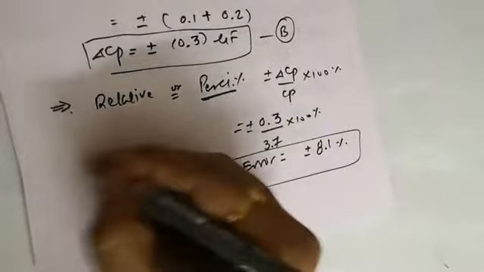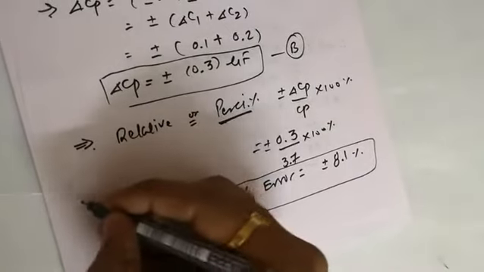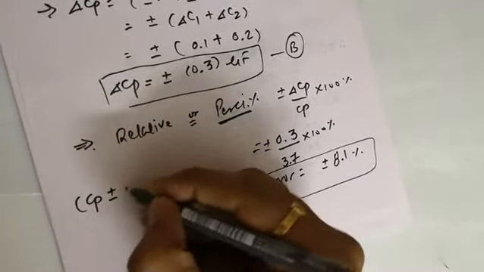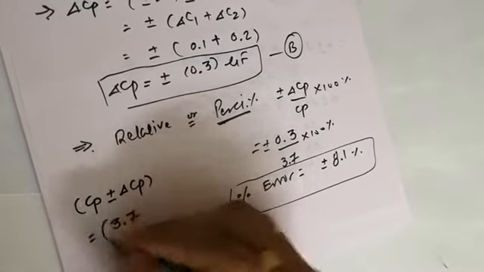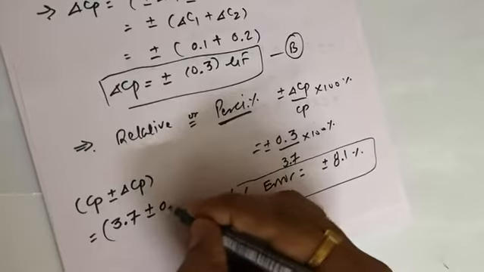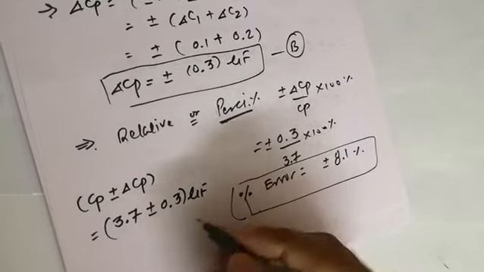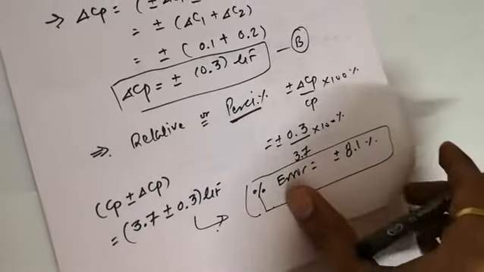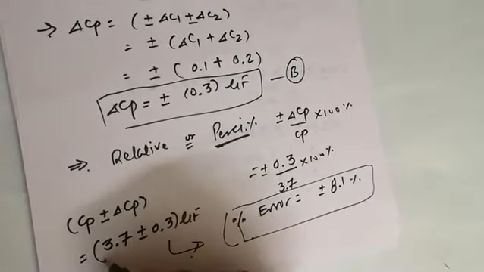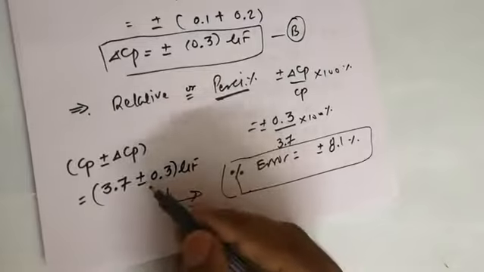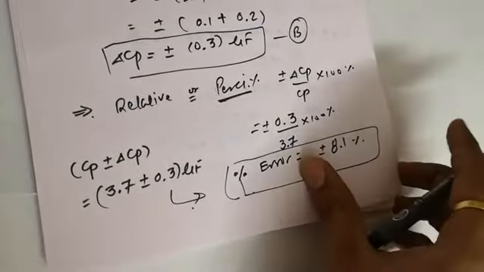You can show this data in terms of a real and error part. You may mention CP plus or minus delta CP. CP part is called 3.7, and delta CP is called 0.3 microfarads. So this is the thing. You can say that your addition of both the capacitors contains a real value 3.7, while the fractional or error part contains 0.3, while the percentage is 8.1.